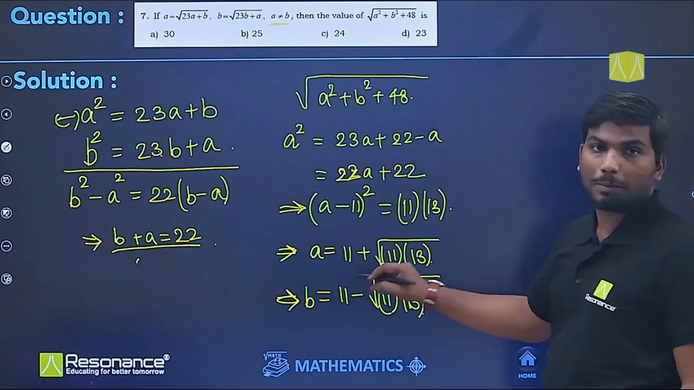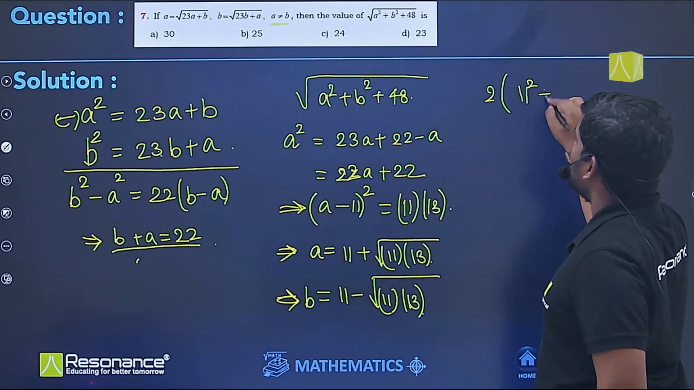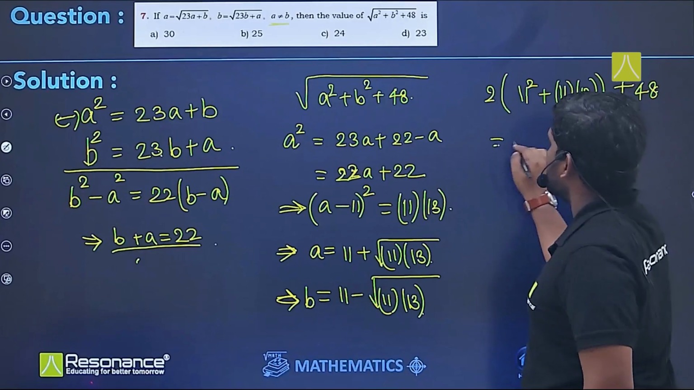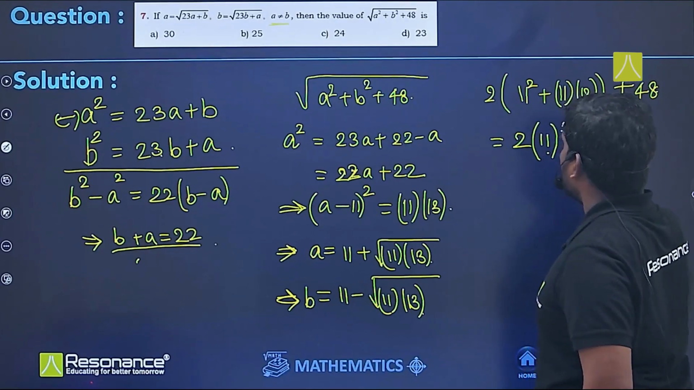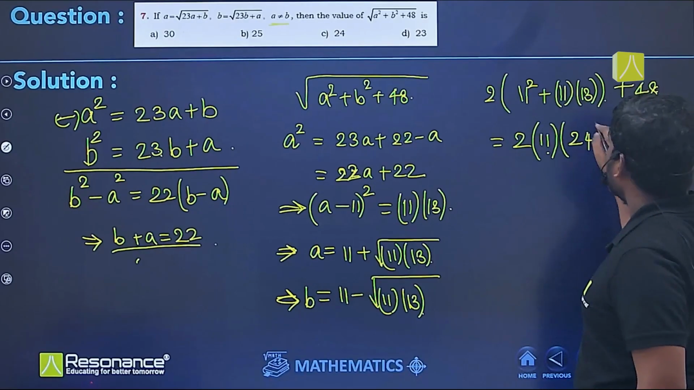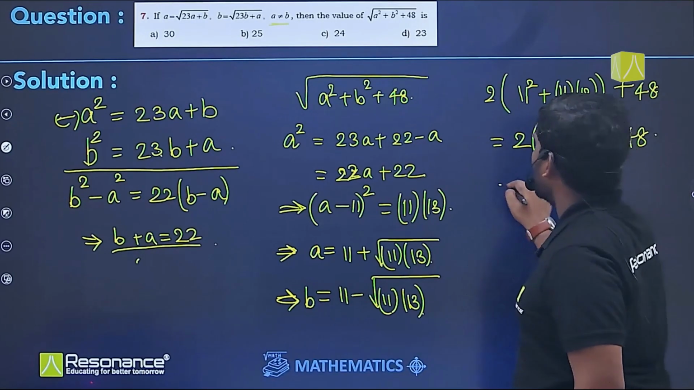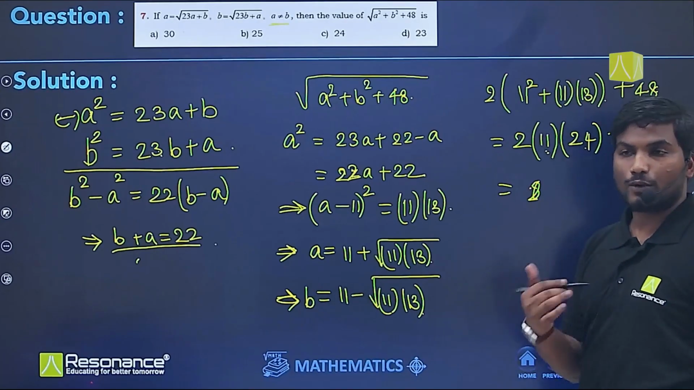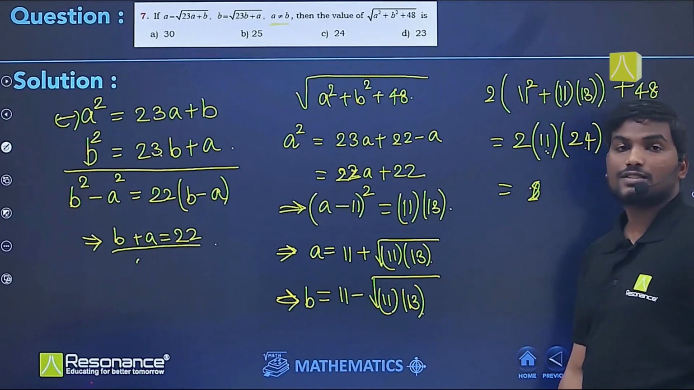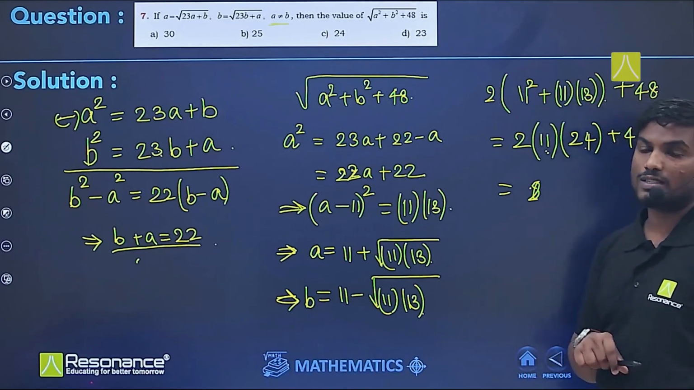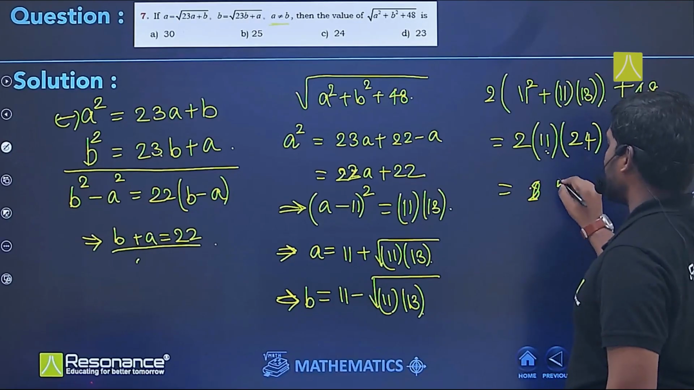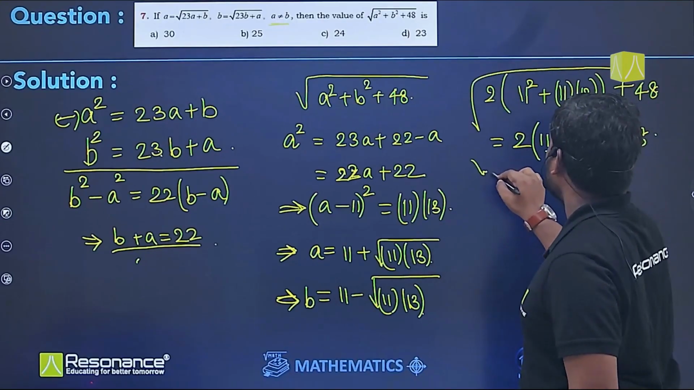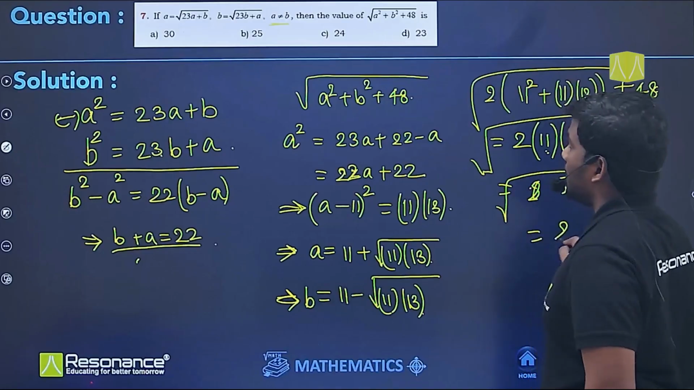So a square plus b square would be 2 into (11 square plus 11 into 13), plus 48. So this would be 2 into 11 into (11 plus 13), which is 24, plus 48. So 11 into 24 is 264, into 2 is 528, plus 48 is 576. So the root of this value is 24.